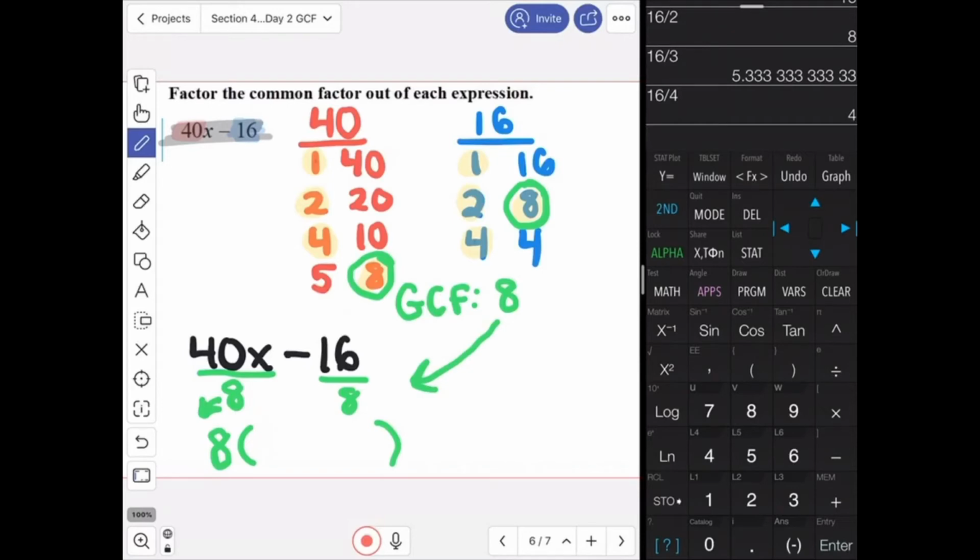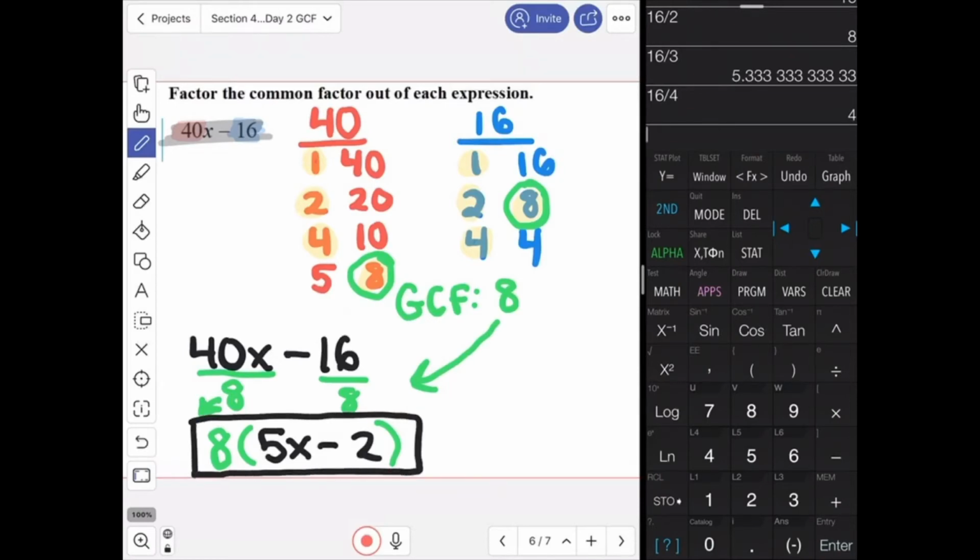So if I simplify this, 40 divided by 8 gives me 5. So I'm left with 5x, and I bring down the minus, and 16 divided by 8 is 2. So you're left with 8 times 5x minus 2.